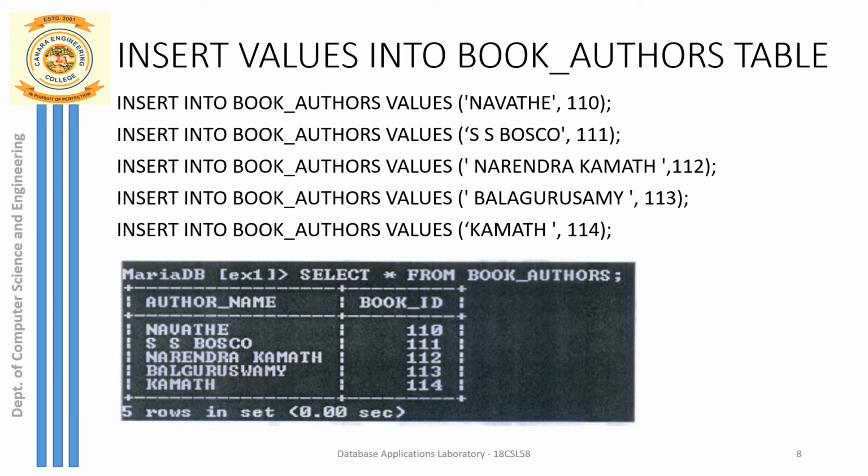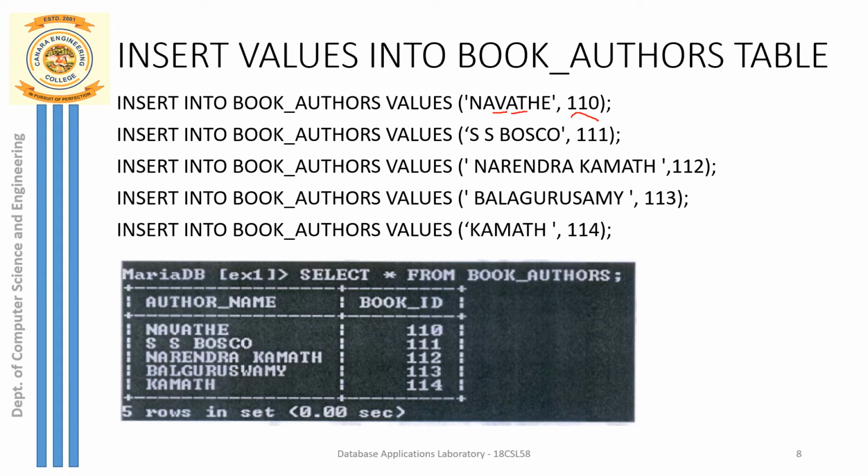We have the next table, that is the book authors table. In the book authors table I have two attributes: the book ID attribute and the author name attribute. Remember, in order it is first author name, then book ID.